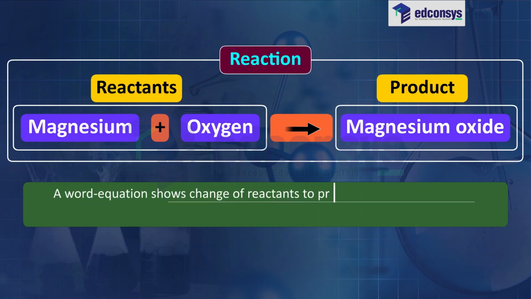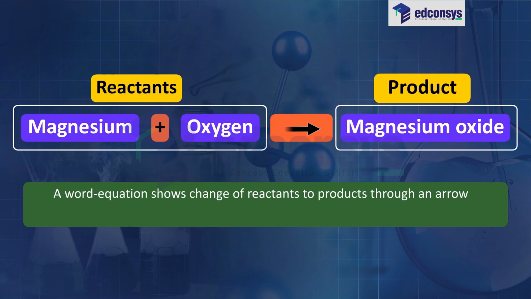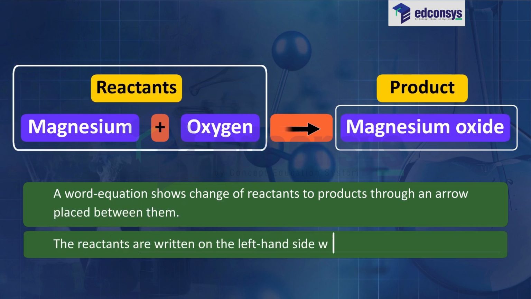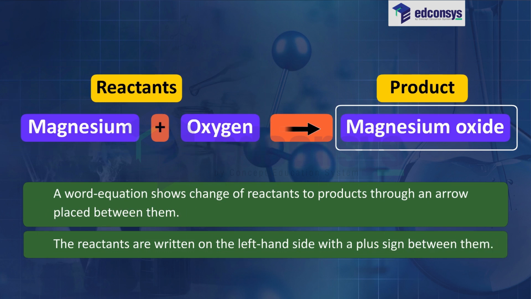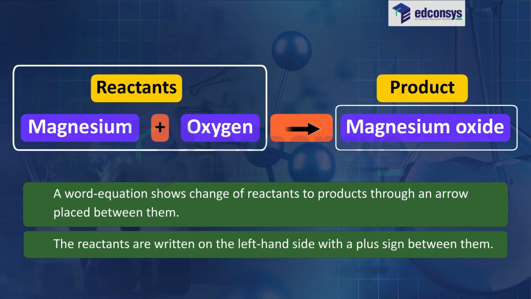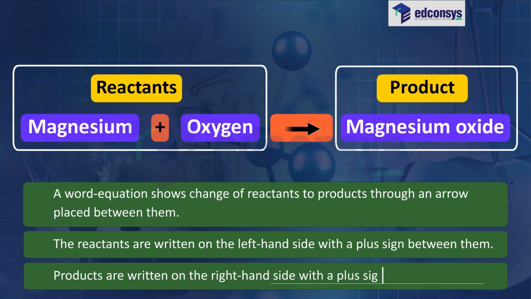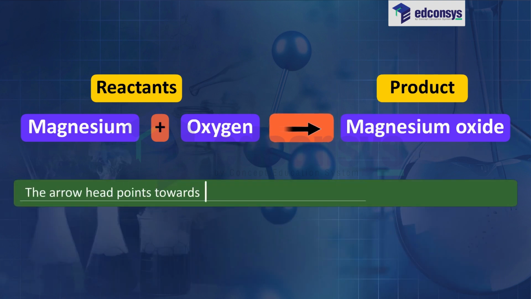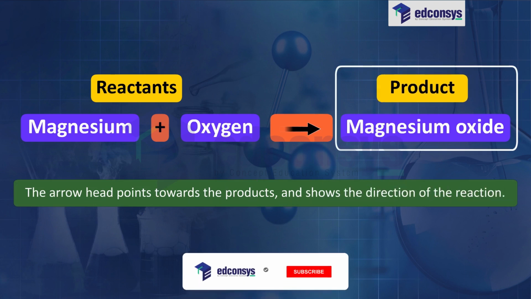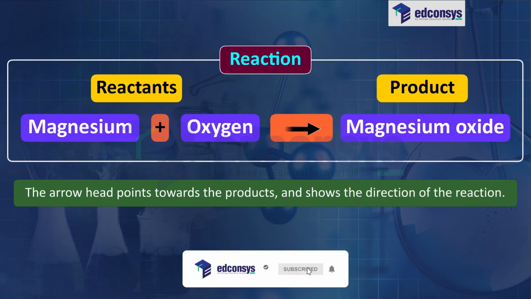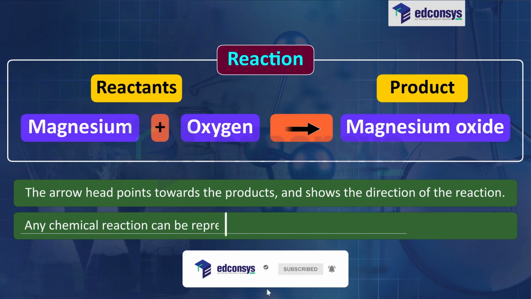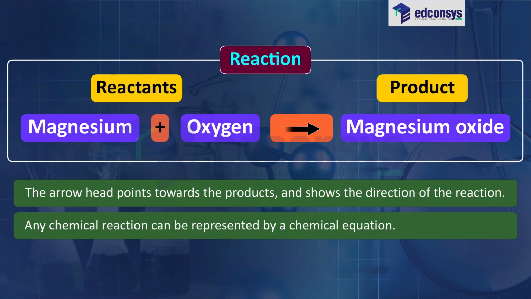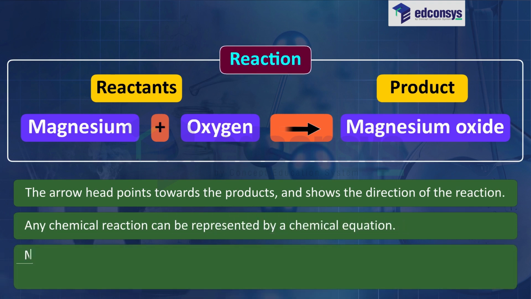A word equation shows change of reactants to products through an arrow placed between them. The reactants are written on the left-hand side with a plus sign between them. Similarly, products are written on the right-hand side with a plus sign between them. The arrowhead points towards the products and shows the direction of the reaction. Any chemical reaction can be represented by a chemical equation.